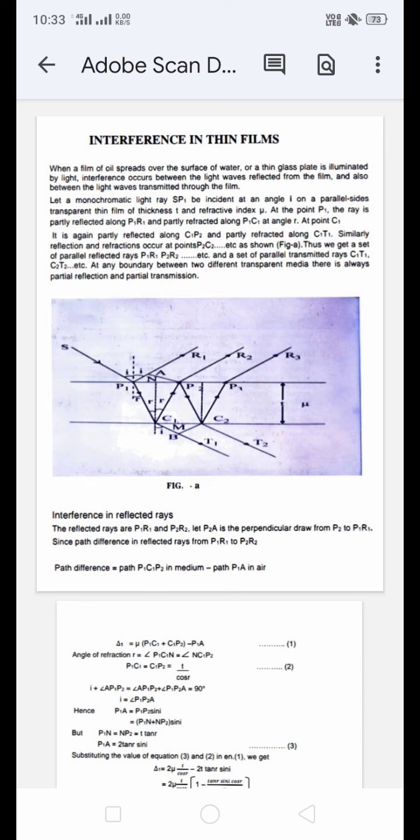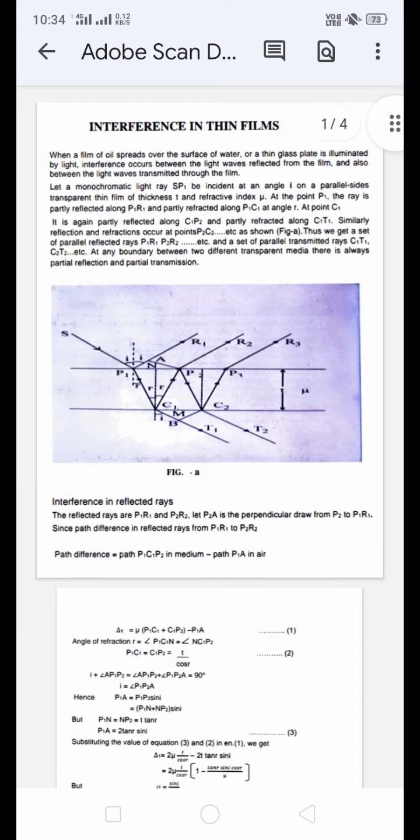Again, as soon as it is incident on the C1 surface, it gets partially reflected along C1P2 and partially transmitted along C1T1. A similar condition occurs when it is incident at P2: it gets partially reflected along C2 and partially refracted along P2R2, and this continues. Let us suppose the path difference between the lights.